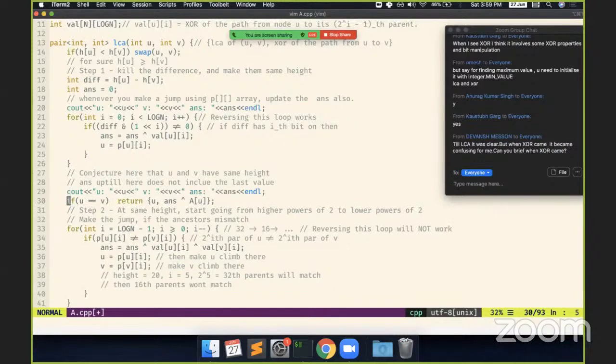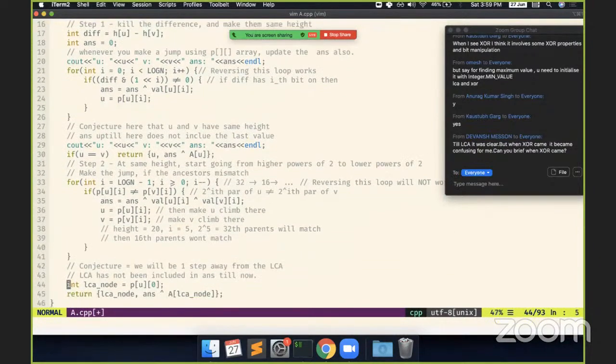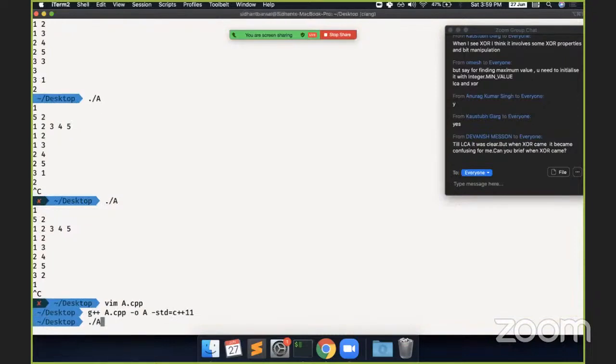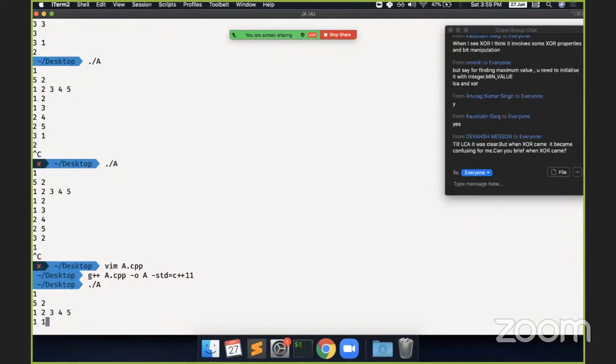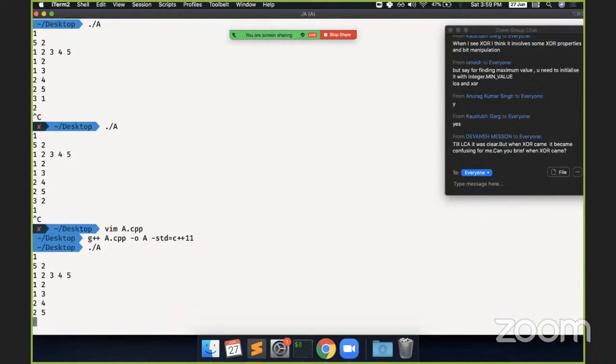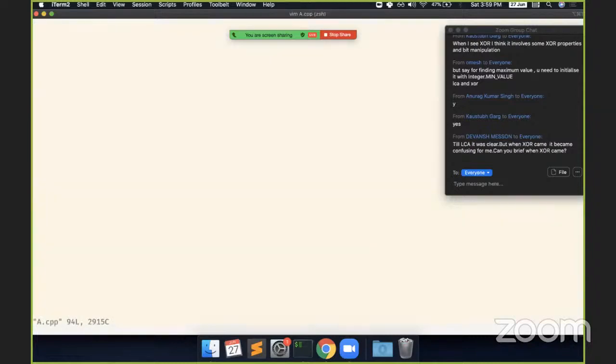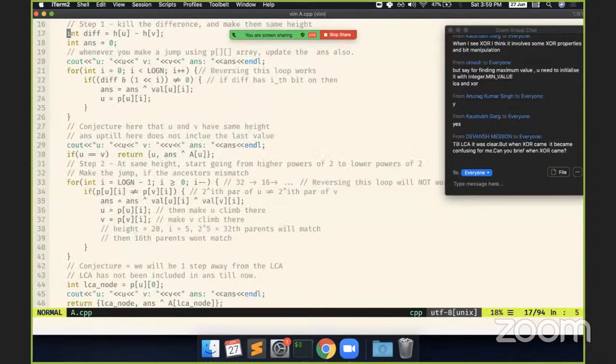After the step, and then okay, so 3 and 2, u was 3, v was 2, answer was 0. Okay, pretty much every time the answer came out to be 0. Wow. So we never actually made any jumps. That's the issue, right? Yeah, because 3 and 2 are just one step away from the LCA. So we never actually made any jumps, and that's why the answer never took those values into account.